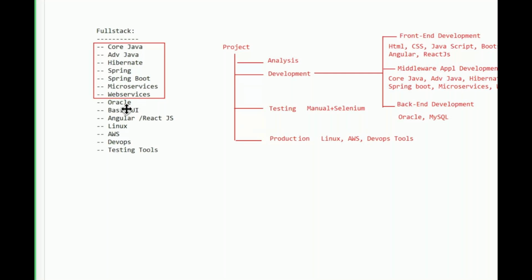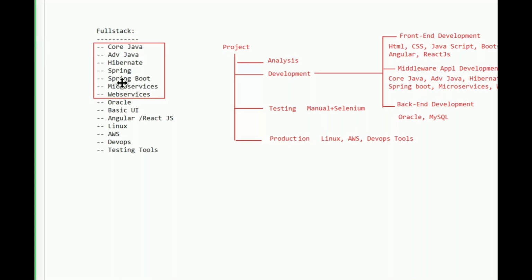Oracle is for one faculty, basic UI another faculty, React.js another faculty, Linux, AWS, DevOps one faculty, and testing tools some other faculty. So different trainers are available. In this overall full stack Java development course, 6 or 7 faculty members are involved, but I will take the major part. In full stack Java development, 70% of the syllabus is the Java syllabus only. That 70% of the syllabus I will take the responsibility for. Myself, I am the person for Java development.